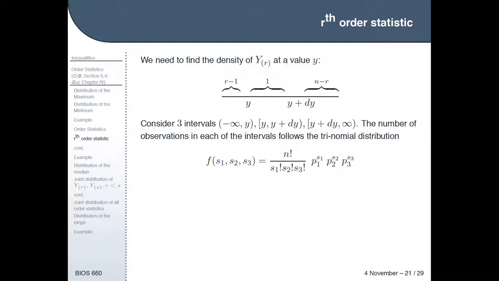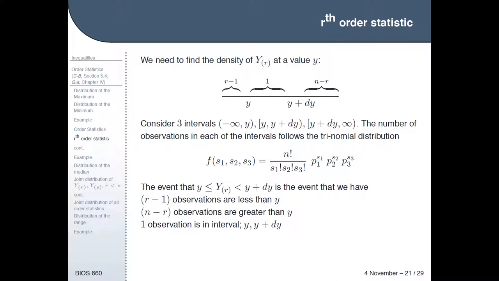Say that the probability that you fall in the first interval is p1, the probability that you fall in the middle interval is p2, and the probability that you fall in the final interval is p3. Hopefully you recognize that given these three probabilities, that's just a trinomial distribution. Its PMF is given below.